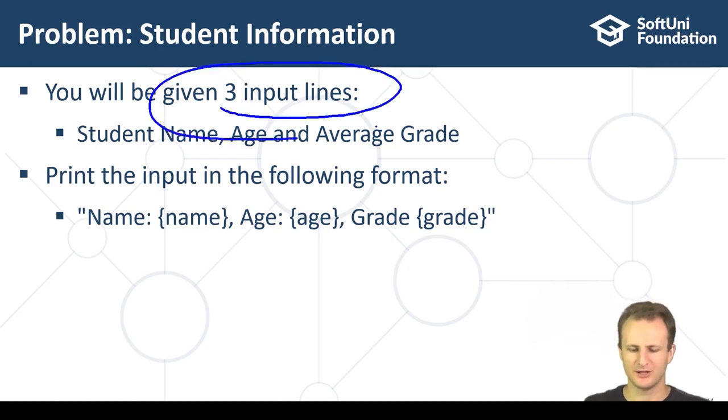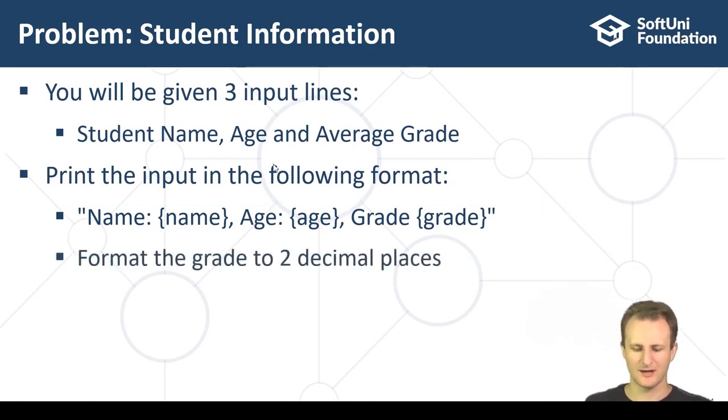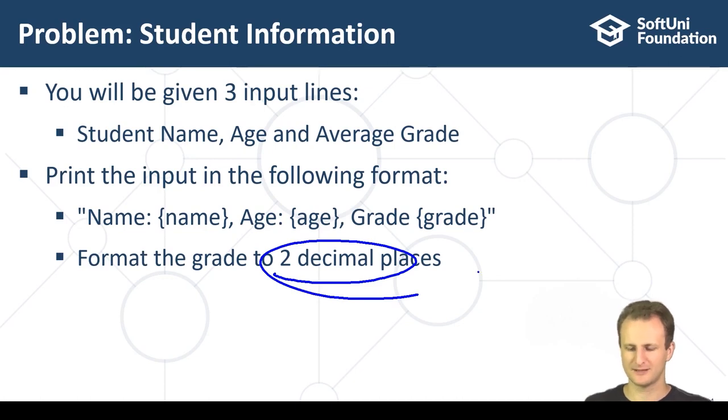Okay, so we have a task here and we'll do it briefly. We will have 3 input lines entered, a student name, an age, and an average grade, and we need to print it in this format. And we want the grade to be printed to 2 decimal places, meaning that we would need what? %.2f. So we're printing a floating point value, and we want that floating point value to be printed with 2 digits after the decimal point.